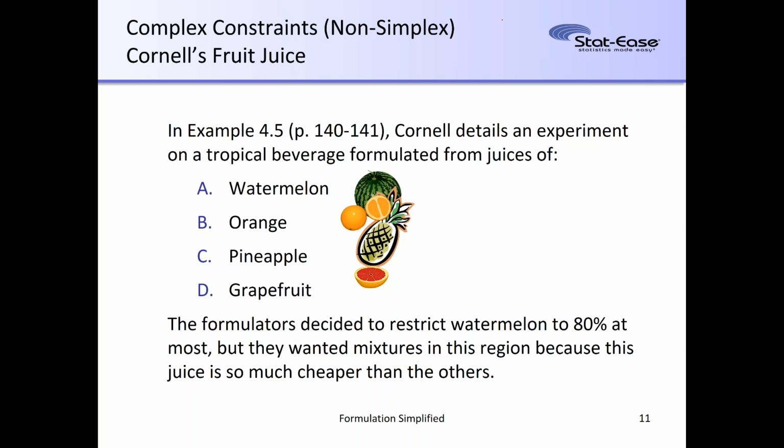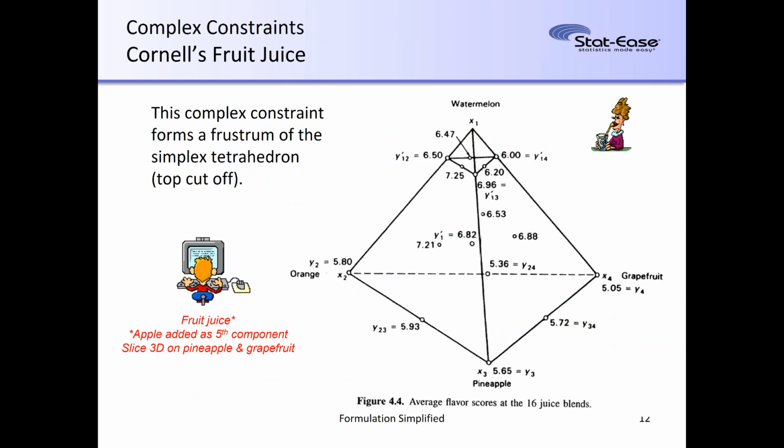And this comes from Cornell's experiments with mixtures, example 4.5. And here he's showing a tropical beverage that's formulated from watermelon, orange, pineapple, and grapefruit. Now, the formulators don't want to put in 100% watermelon. I suppose it would be so weak and watery, even though it would be cheap. They realize that they can't do that. So when they set up this experiment, it formed a tetrahedral space, which is a simplex for 4 components or in 3 dimensions. And they cut the top off of it by forming this frustrum of a tetrahedron.